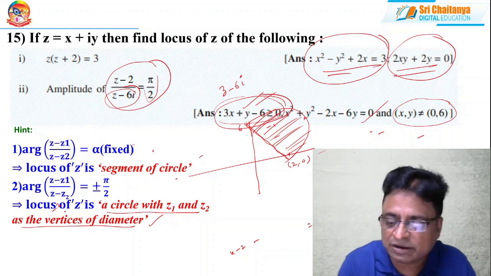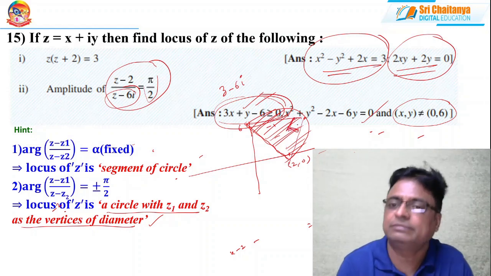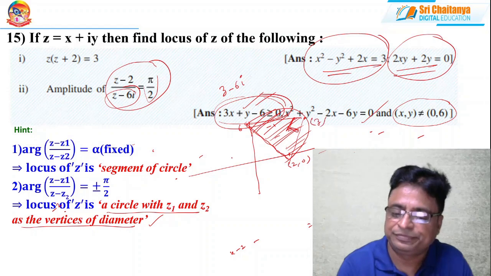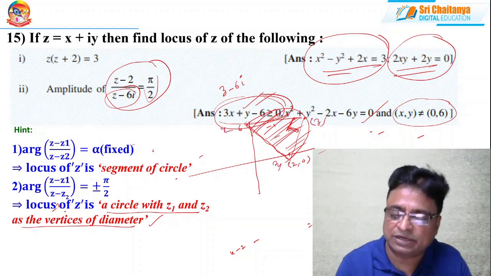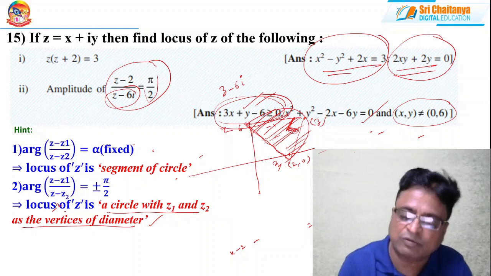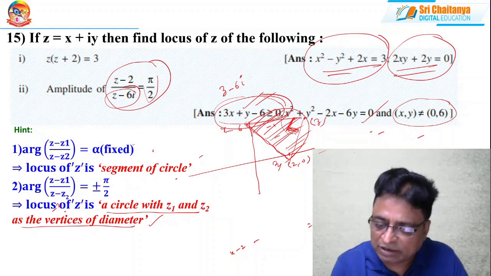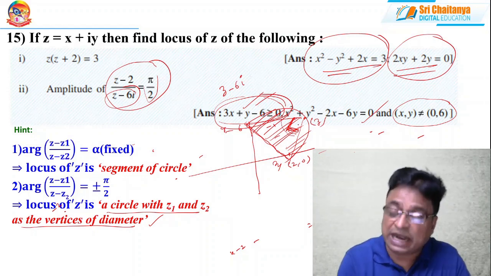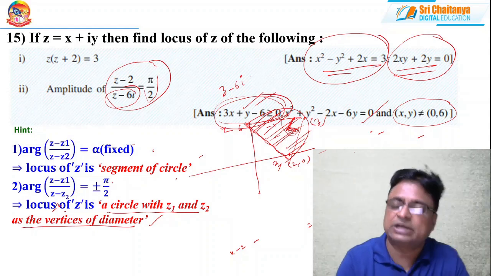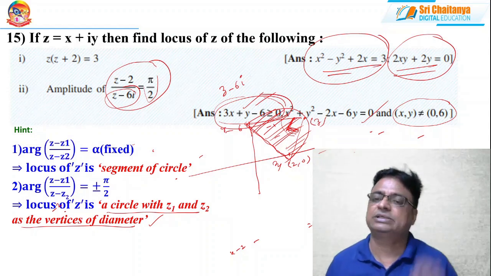Argument means this is the argument. Why is it called pi by 2? Because this is the angle. This is z, this is z1, this is z2. That's why the argument of (z minus z1) by (z minus z2) is pi by 2. Plus pi by 2 means it is in clockwise direction. So whenever it is in the anti-clockwise direction, then only can we consider that argument as pi by 2 like this. And under this case, the curve is like this.